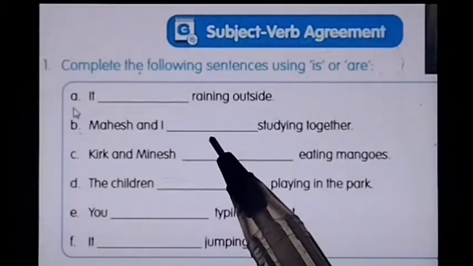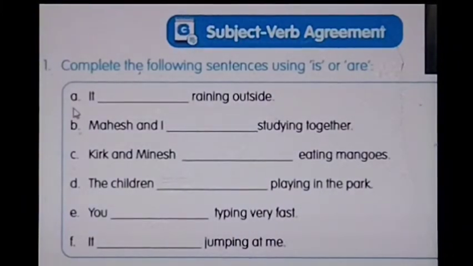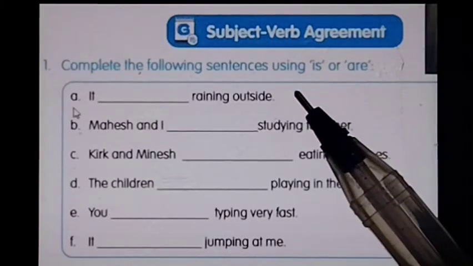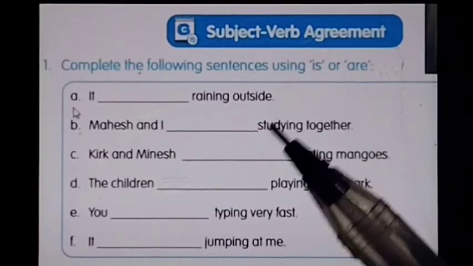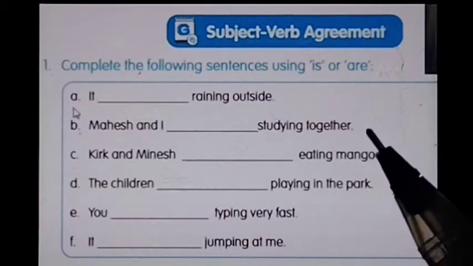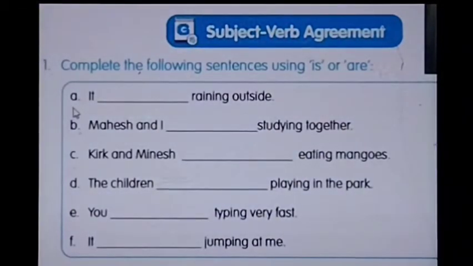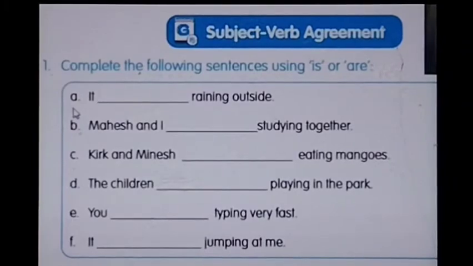Yes, we already learnt about is and are. When the subject is singular, we add is. When the subject is plural, we add the helping verb are. Like this, you have to answer the questions on your own.